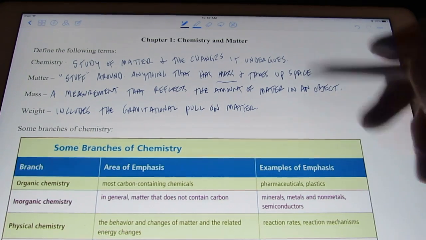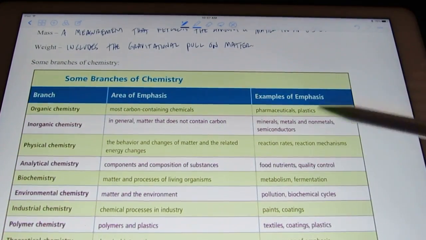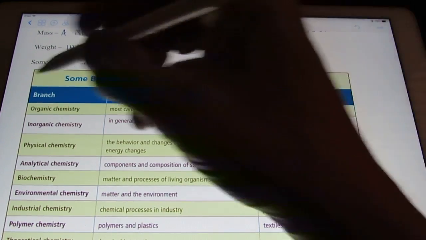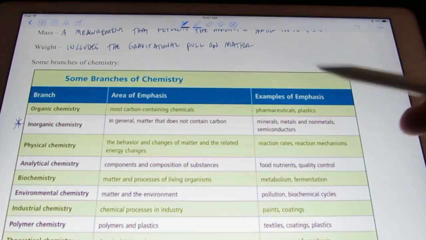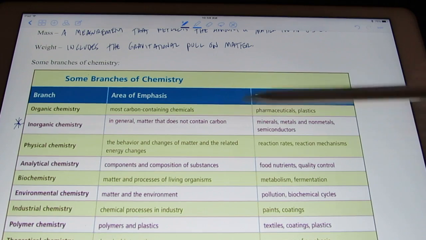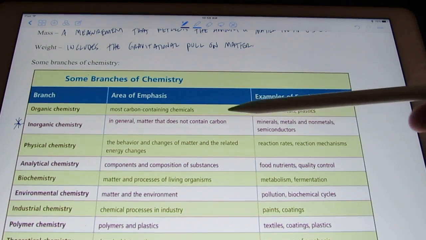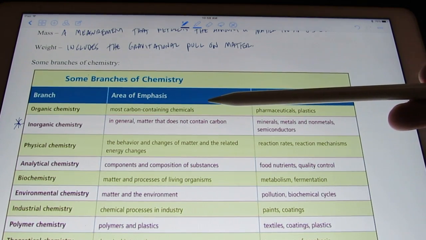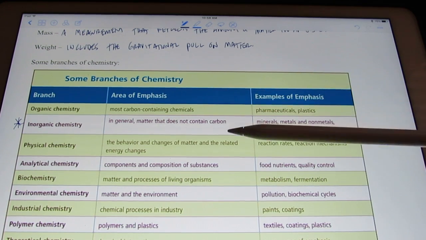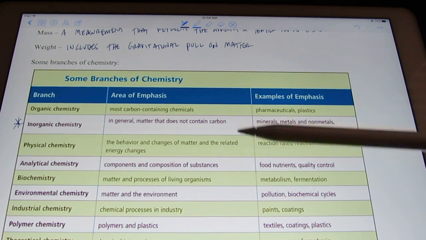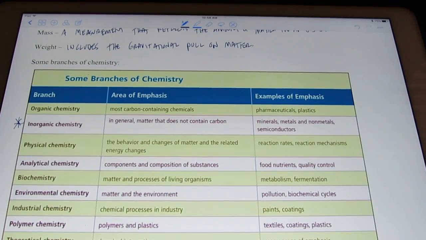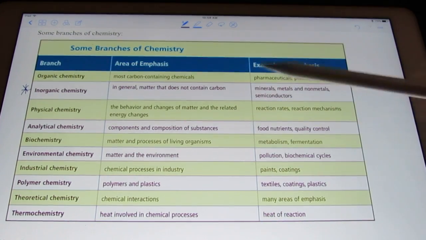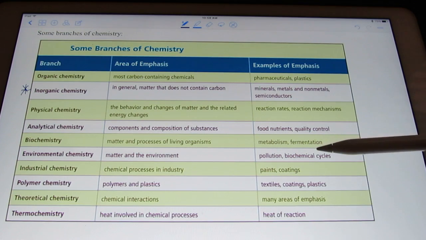and we'll talk about that later. Now, some branches in chemistry are listed here in your notes. The one that we'll spend the most of our time on this year will be inorganic chemistry, and that's in general matter that does not contain carbon. Now, once we get an understanding of general inorganic chemistry, we can then talk about organic chemistry, which contains most carbon-containing chemicals. We will talk a little bit about physical chemistry. We will talk about thermochemistry in this class as well.